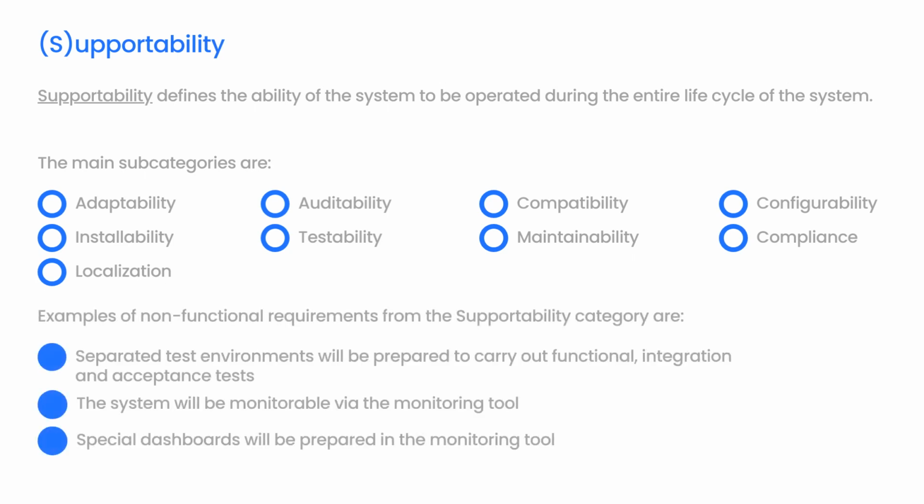Examples of non-functional requirements from the supportability category are: separated test environments will be prepared to carry out functional, integration, and acceptance tests. The system will be monitorable via the monitoring tool. Special dashboards will be prepared in the monitoring tool.